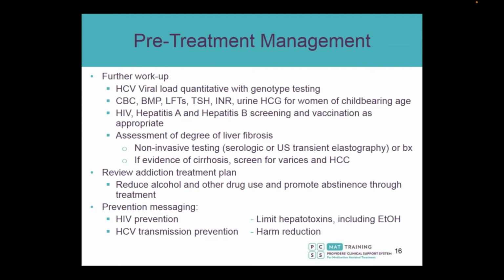We should also screen for other viral infections, including HIV, hepatitis A and B, and for those patients who have not been exposed to or vaccinated for hepatitis A and B, we should offer vaccination as appropriate. It's also important to get an assessment of the patient's underlying degree of liver fibrosis. Classically, this was done with biopsy of the liver. However, now many non-invasive testing methods are available, including serologic testing or ultrasound transient elastography, while biopsy would be considered the gold standard to which many of these tests are compared.